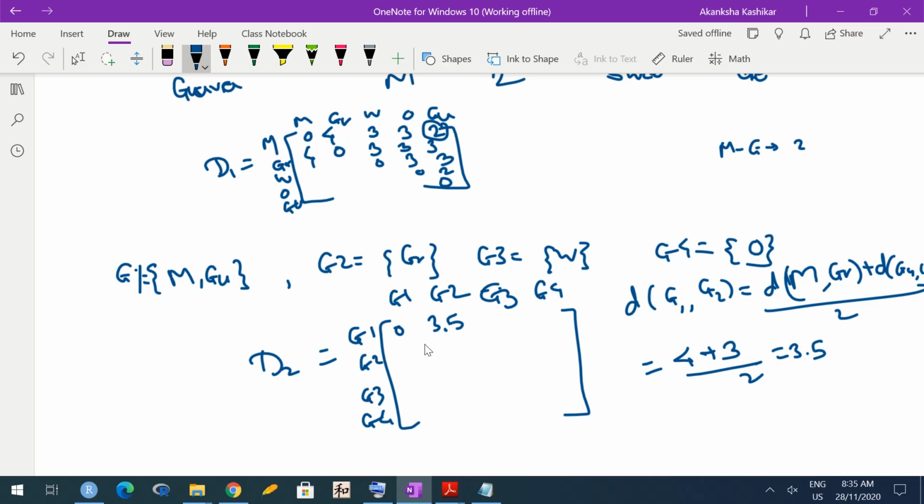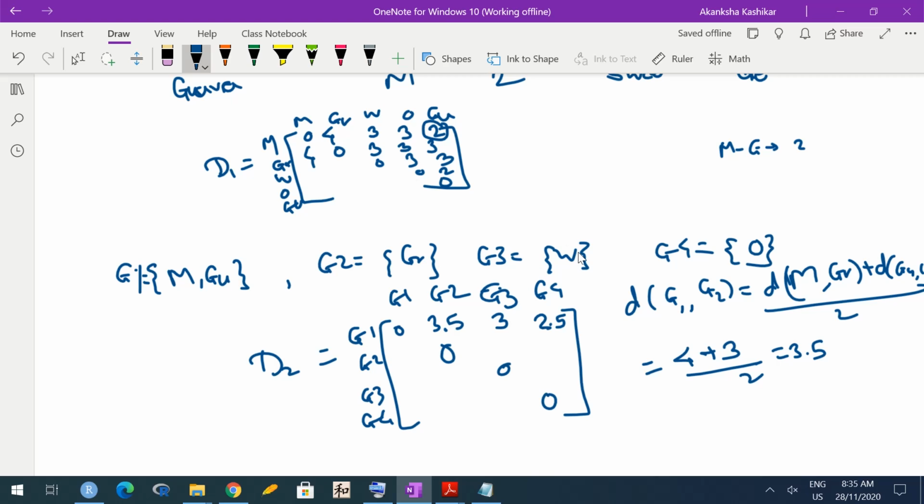Similarly, now first group and third group. Third group is watermelon. So mango watermelon distance is 3, and then guava watermelon also distance is 3. So average is 3. Then mango orange distance is 3, and guava orange distance is 2. So average is 2.5. Okay. Rest of the entries we can copy from the earlier thing.